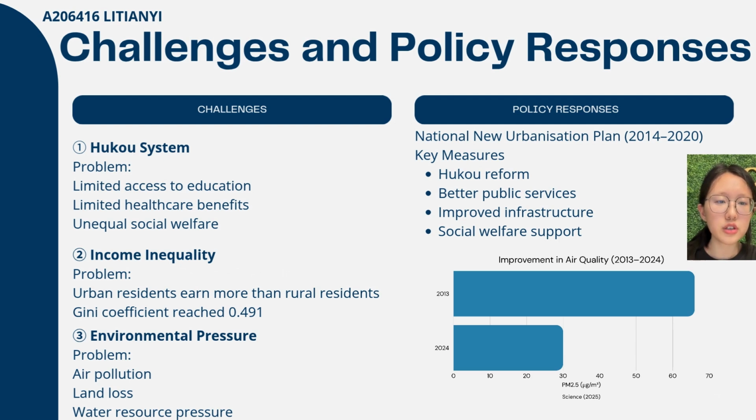To address these issues, the Chinese government introduced the National New Urbanization Plan 2014 to 2020, focused on hukou reform, better public services, infrastructure improvement, and social welfare support. In conclusion, China's experience demonstrates that urbanization can be a powerful driver of economic development and structural transformation. However, long-term success depends not only on economic growth, but also on social inclusion, environmental sustainability, and efficient government policies.